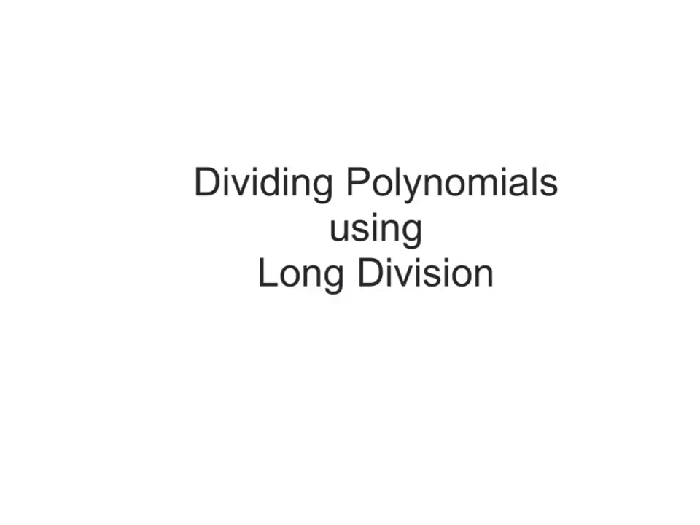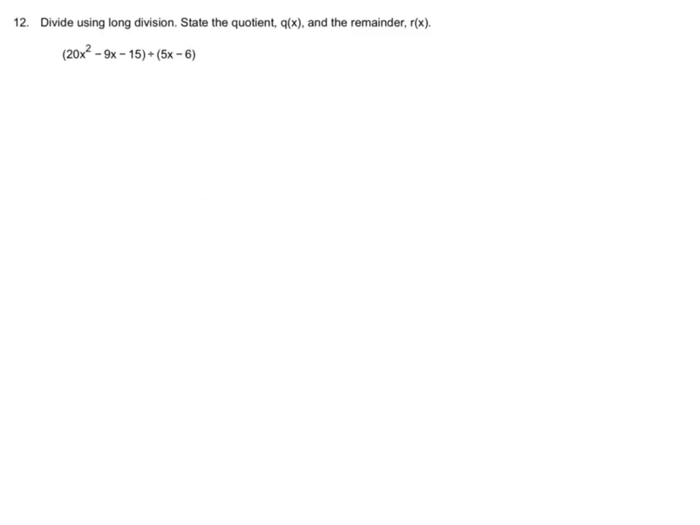Dividing polynomials using long division. Divide using long division. State the quotient q(x) and the remainder r(x). To set up the long division problem, we'll take the divisor, 5x minus 6, draw our long division bar, and then write our dividend underneath the long division bar.